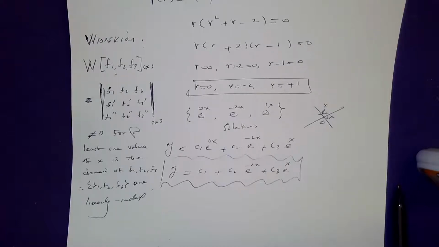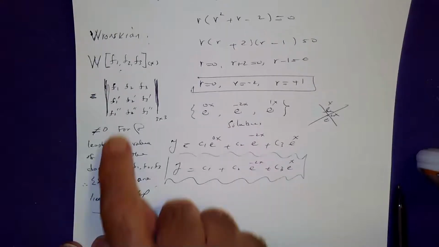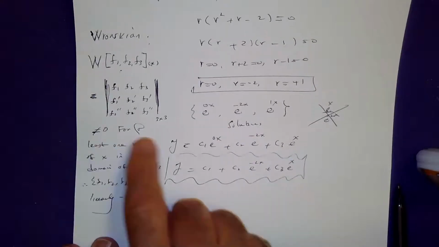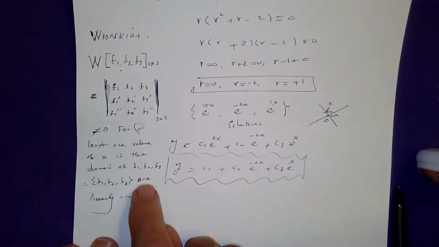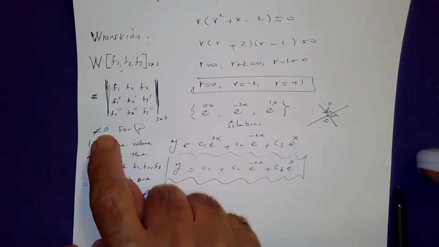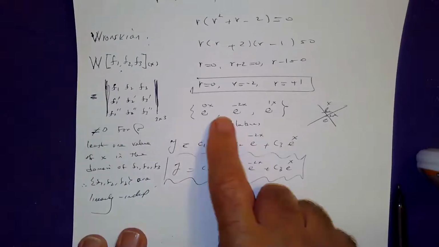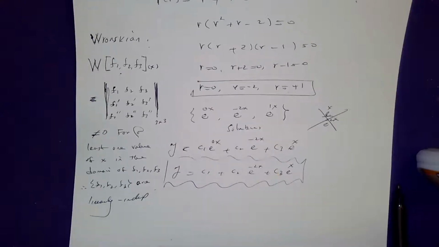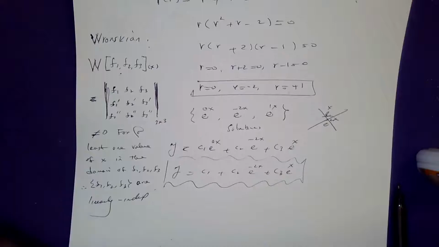But if you know these functions are solutions, then if this determinant is not equal to 0 for at least one value of x in the domain of these three functions, they are independent. If it comes up equal to 0, they are dependent, provided you know they are solutions of some sort of differential equation. Do you see it? So now the idea is, let's go back to this problem.